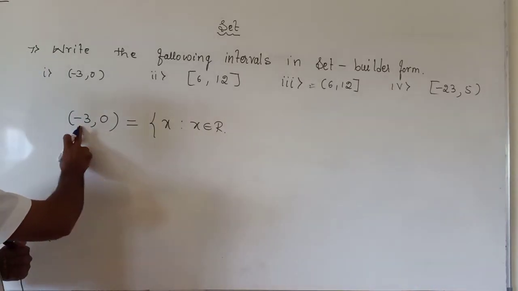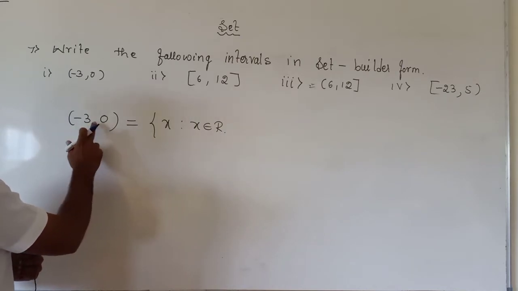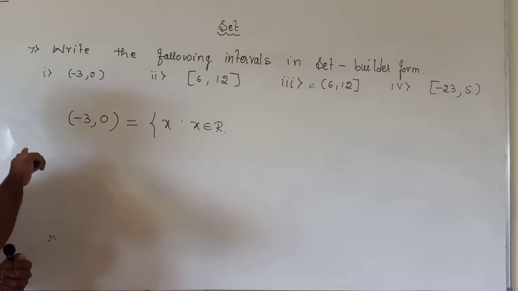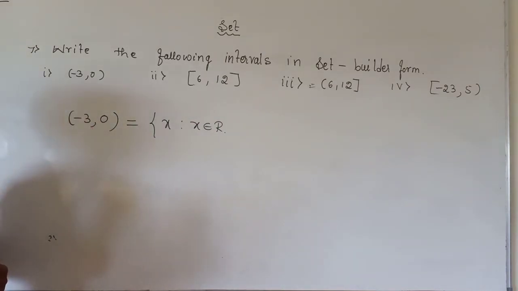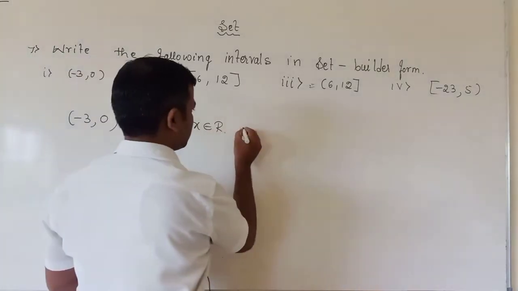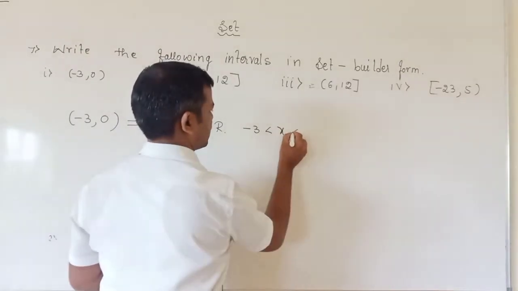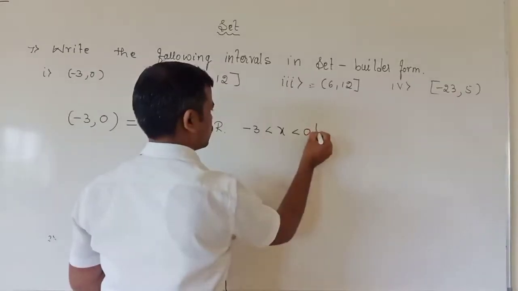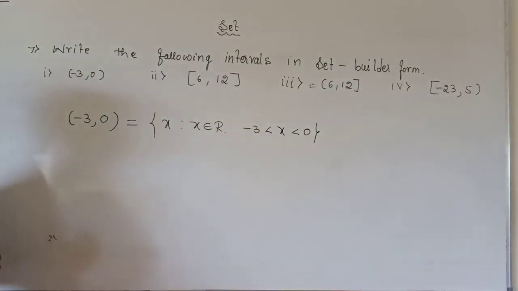So here we have an interval. We are studying the interval between -3 to 0. Whether the end points are included or not: both sides they are not included. So how we write that is -3 < x < 0. This collection is called an open interval.